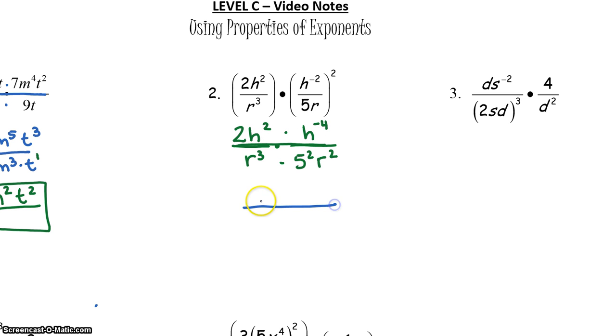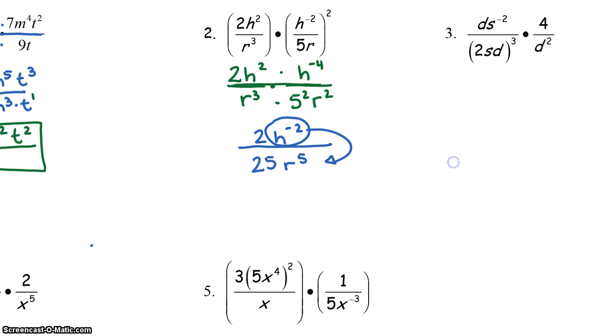Alright, now let's go ahead and combine like terms. We have the number 2 by itself on top. We have two bases that are the same with h's, so we can go ahead and add these exponents because it's multiplication. So 2 plus negative 4 is h to the negative 2 power. We have 5 squared, well that's 25, and we have two of the same bases. We have 3 r's here and 2 more here, so that's r to the 5th power. Now everything looks good except h to the negative 2 needs to come down because it's a negative exponent. So we're going to go ahead and move it down.